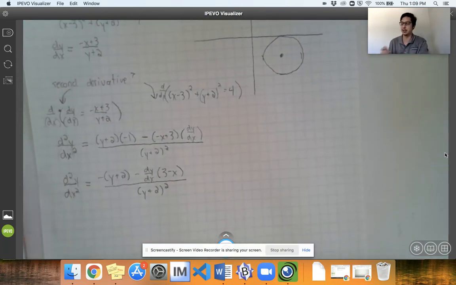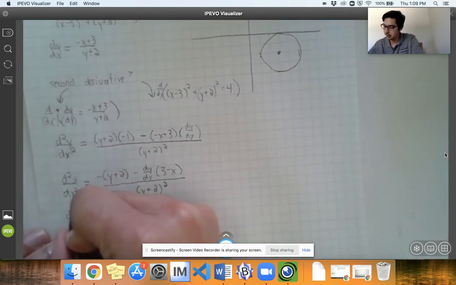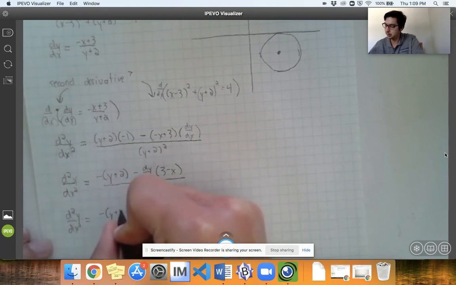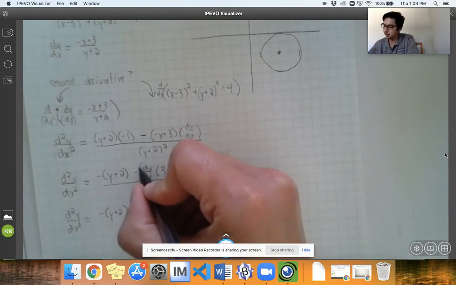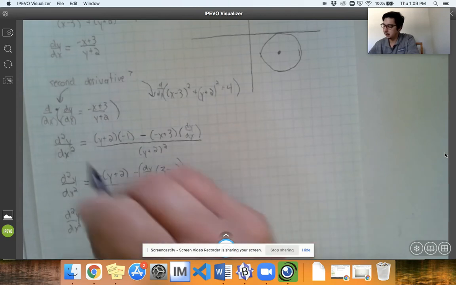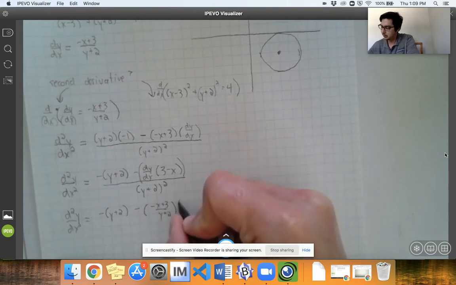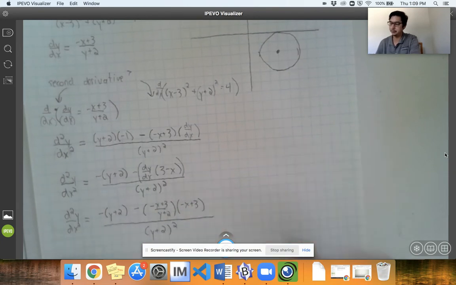Now this is not a good final answer. Your final answer should just have x's and y's in it, not relevant to its last rate of change. So from here, we're going to substitute in what we know dy/dx to be. So then we would have the second derivative is equal to negative (y + 2) minus dy/dx, and technically this is minus all of this, by the way, minus dy/dx, which is (-x + 3)/(y + 2) times, well, might as well keep that (-x + 3), all over (y + 2)^2.